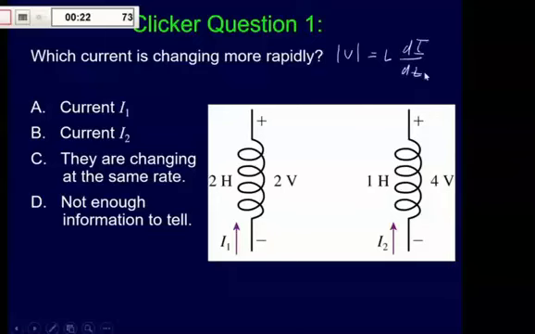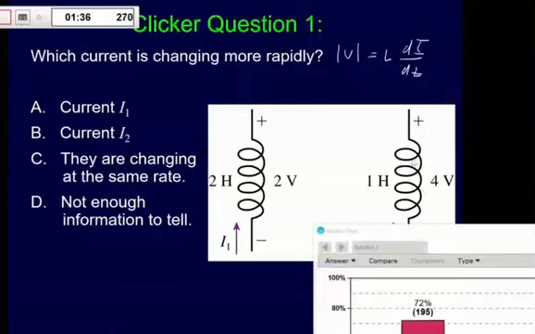Okay, so we give you information. There are 2 inductors. We tell you the inductance, which is 2 henries and 1 henry. And then we're telling you the voltage across them. And we want to know which one has a bigger magnitude change of current. So think about this one and let us know what you come up with. Okay, and it looks like we're doing pretty good.